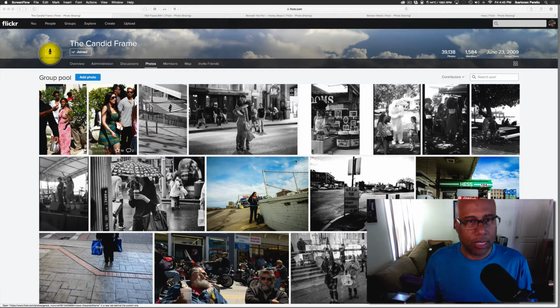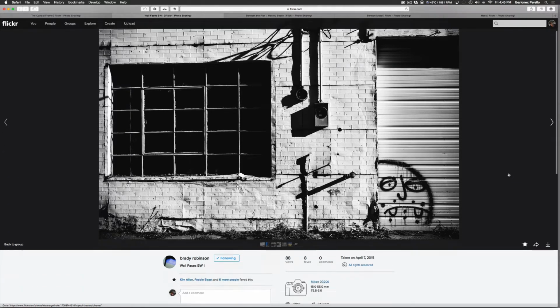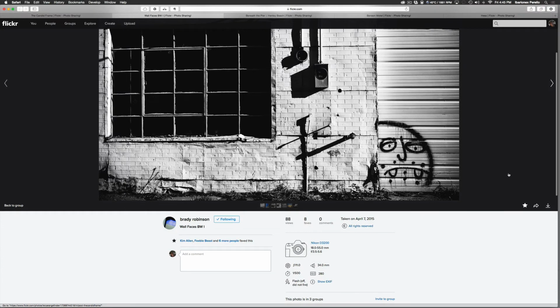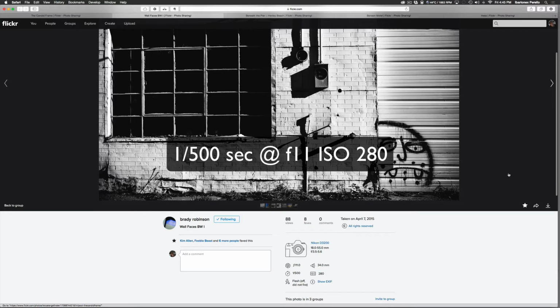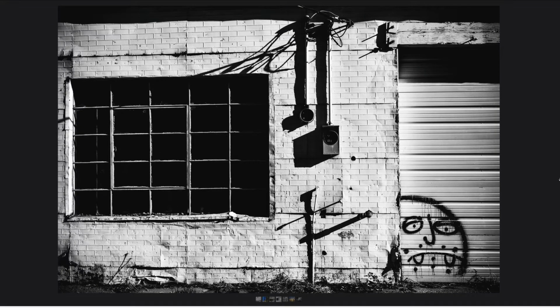And I chose several shots here that kind of allow me to touch on the idea of that. So let's take a look at those images. Now the first shot is by Brady Robinson. Shot this with a Nikon D3200 at 1/500th of a second at f11 at ISO 280. And I really like the shot because of the lighting, the presence of shadow is really, really key here. You've got these wonderful patterns of rectangles and lines, both vertical and horizontal, that pervade the entire shot.